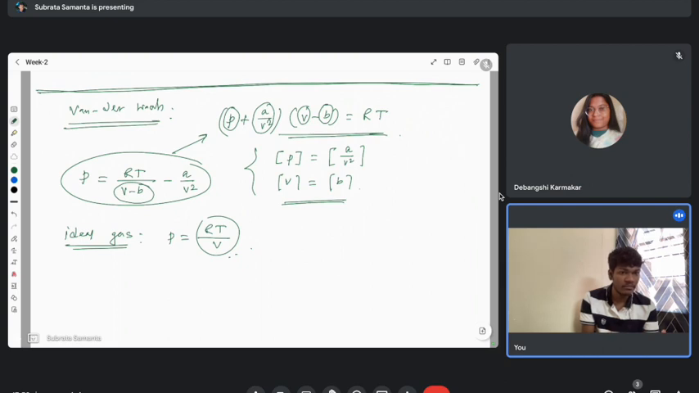With the available volume V − B, the pressure must be increased, because volume decrease means pressure increase. So the pressure is P + A/V². The pressure will be increased and the volume decreased, and this gives the equation. We'll discuss more about the real gas, mostly the van der Waals gas, in the next session.